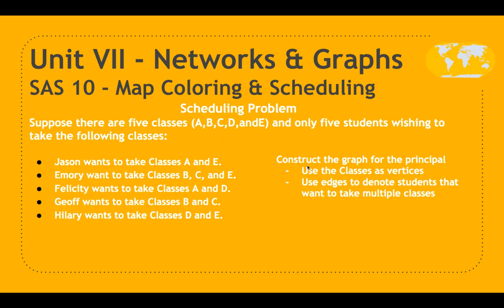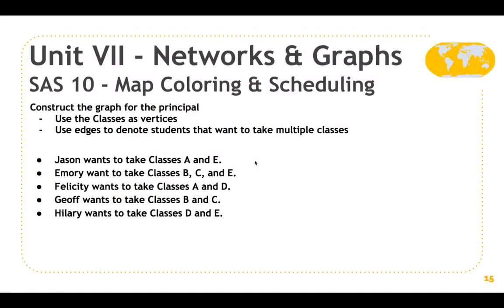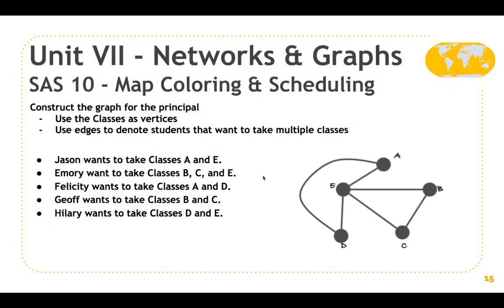We are tasked to construct a graph for the principal. Use the classes as vertices and use edges to denote students that want to take multiple classes. So if a student wants to take 2 classes, we have an edge between them. So in other words, Jason wants to take classes A and E. There will be an edge between vertices A and E. Let's take a look and see how that works out. This does very much fit the bill.